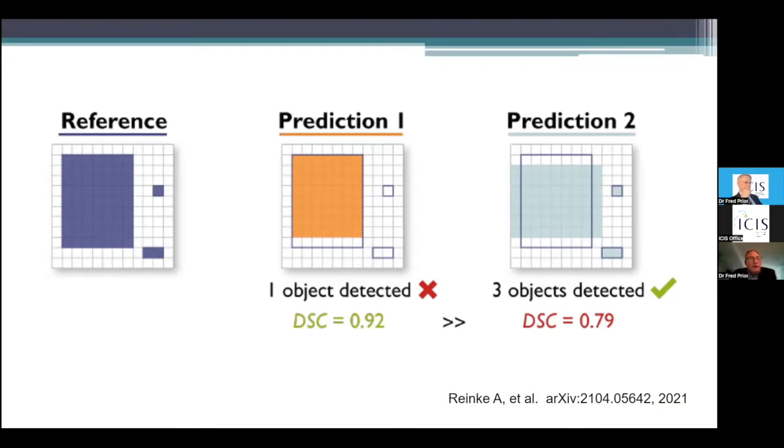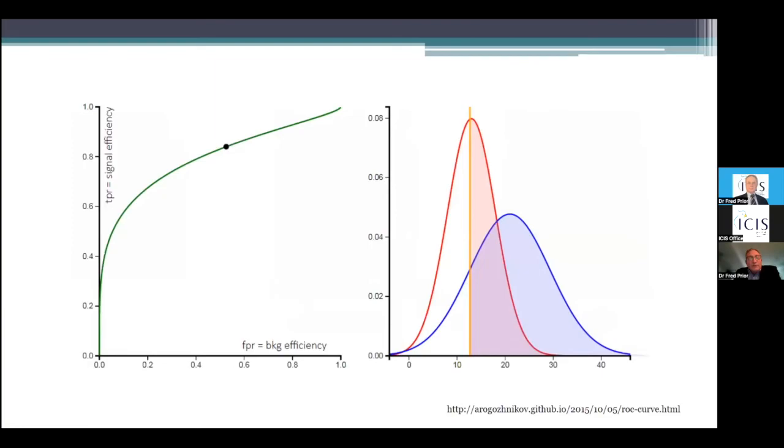This isn't so much a failure of the metric itself, but it's the notion that we've applied the wrong metric. It's not the right way to measure the performance of an AI system for the task that we have in mind, because we do want a system that's going to detect those small satellite lesions.